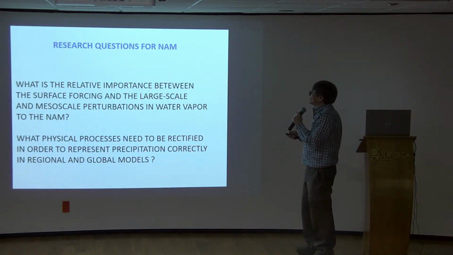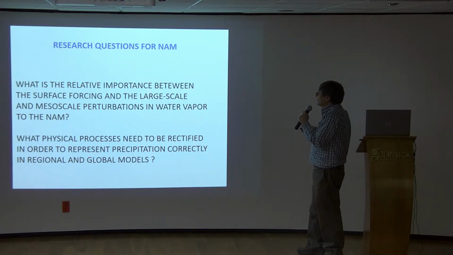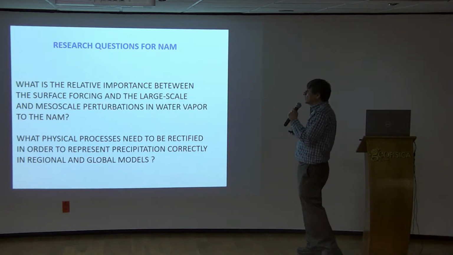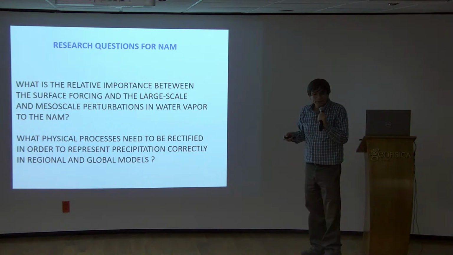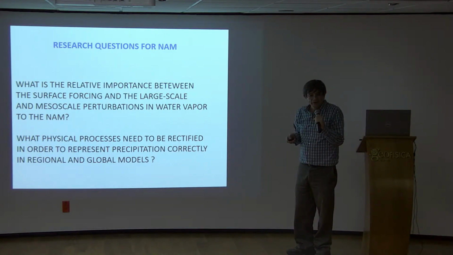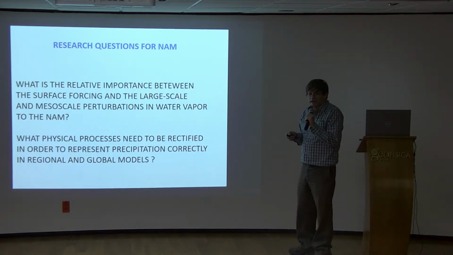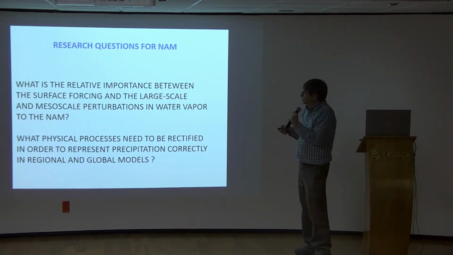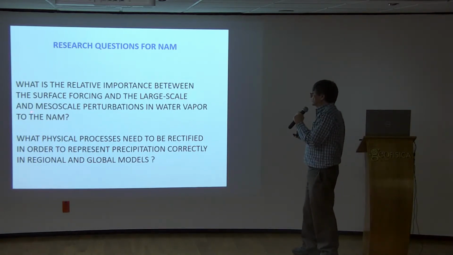So our research questions are: what is the relative importance between the surface forcing and the large scale and mesoscale perturbations in water vapor? We want to see who brings moisture to the area the most. Is it the vegetation, or is it the large scale circulation? Well, the question, I think, is more or less settled by now. We know that vegetation does a little bit, but if you bring a hurricane into Baja California, then you know that moisture will come from it. So it is the perturbations that are dominant. But still, we want to know how much vegetation is really affecting the precipitation and therefore the deep convection in the region.